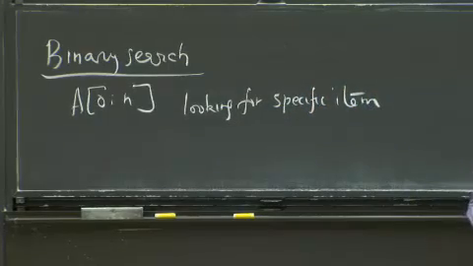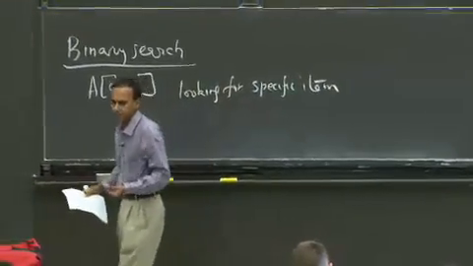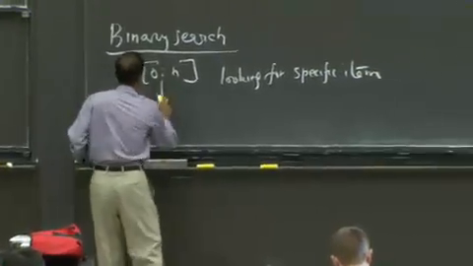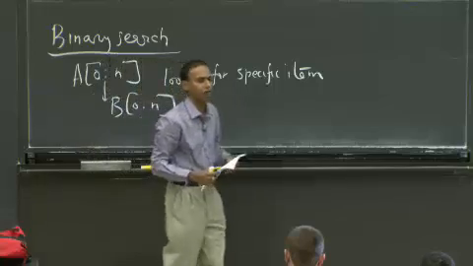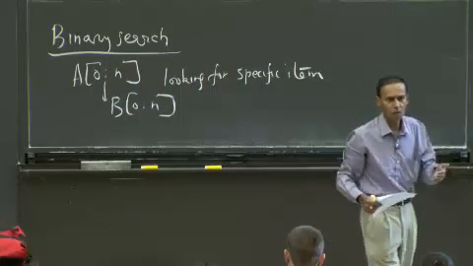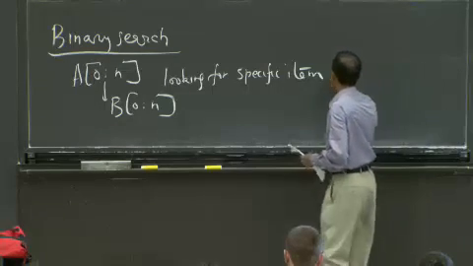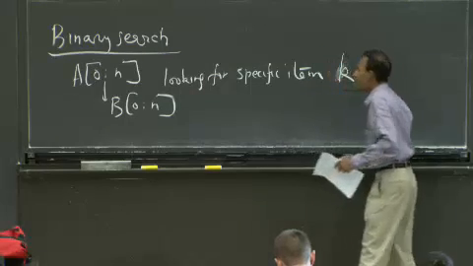You could obviously scan the array, and that would take you linear time to find this item. If the array happened to be sorted, then you can find this in logarithmic time using what's called binary search. Okay? And with binary search, let's say you're looking for a specific item, let's call it K.